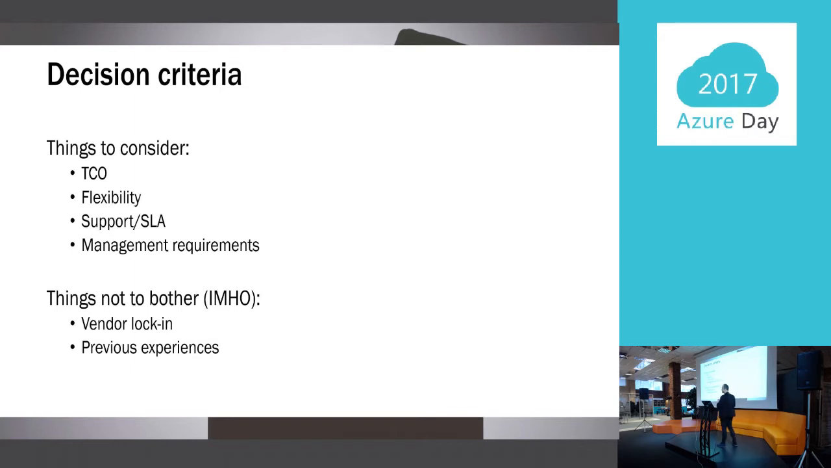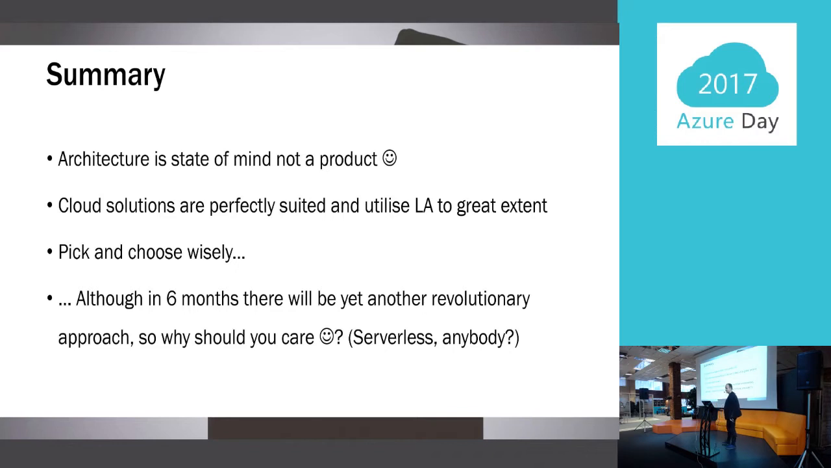If you chose Kafka and would like to switch to, I don't know, Rabbit or anything else, it will be painful, right? So it doesn't really matter long term. And previous experience: you need to learn something new, after all. And if you're a developer, then probably you like it already, so why bother? So, summary: architecture is a state of mind, not a product. I just compared a few of the services that are available on top of Azure, but also available freely on the market. Just think in broader terms, from the broader perspective.